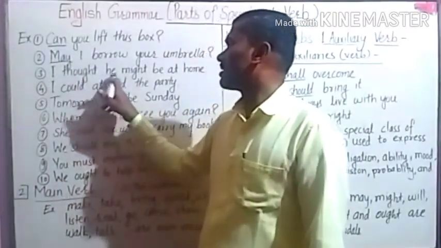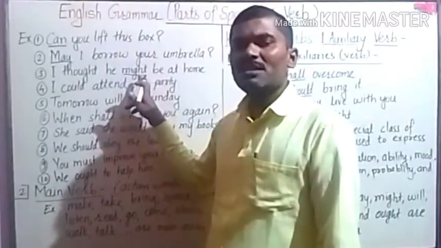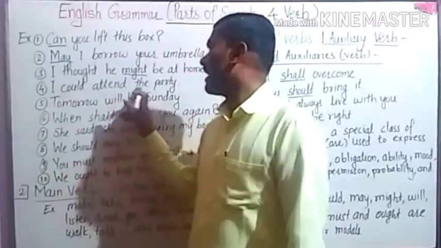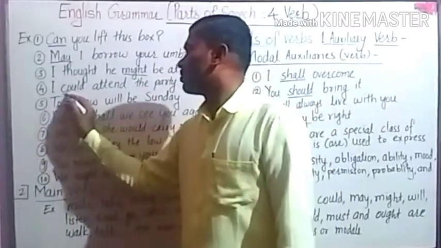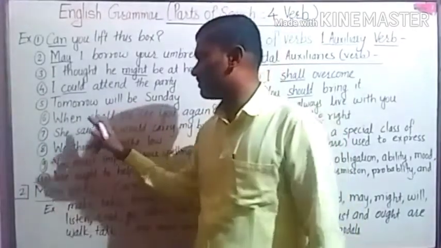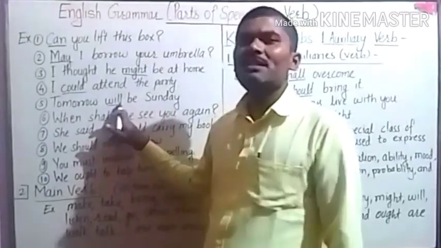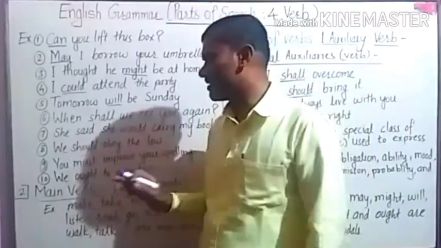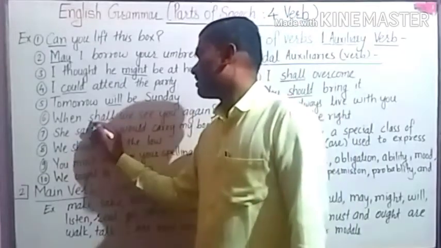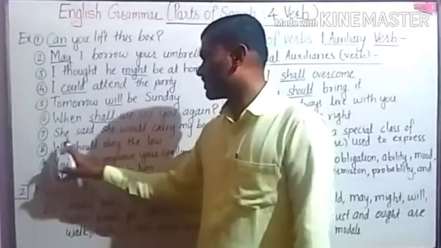Third, I thought he might be at home. Might, this is a modal auxiliary. I could attend the party. Could, this word is a modal auxiliary. Tomorrow will be Sunday. Will, this is a modal auxiliary. When shall we see you again? The word shall is a modal auxiliary.